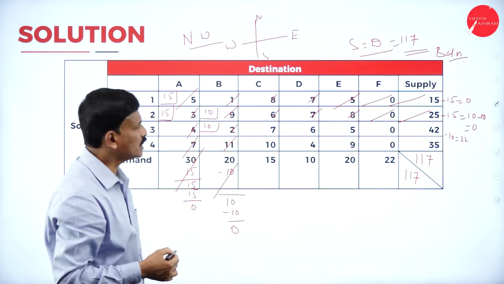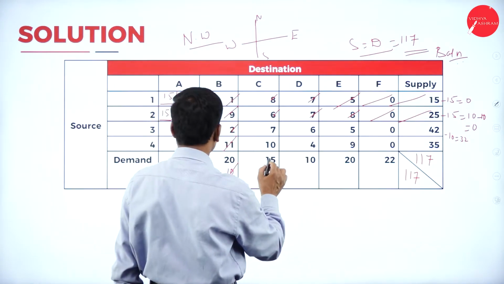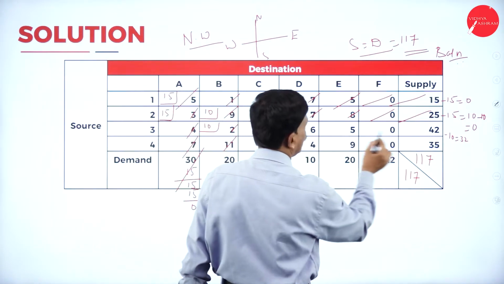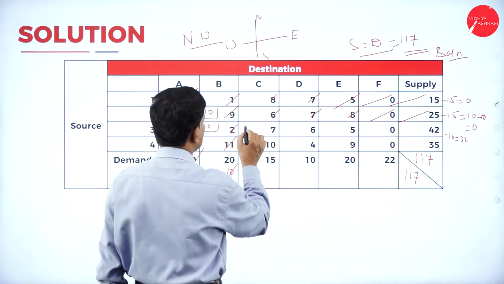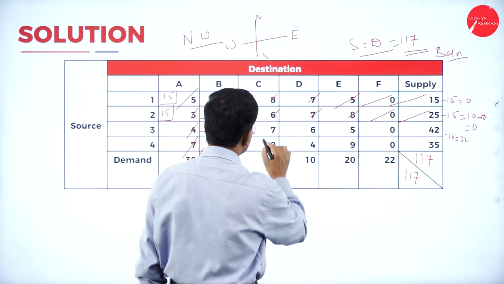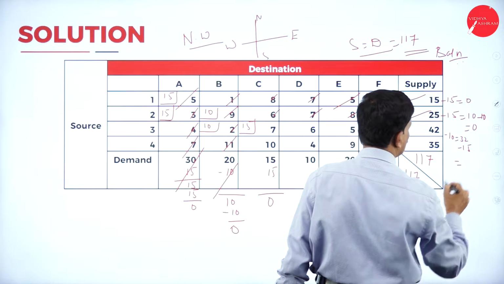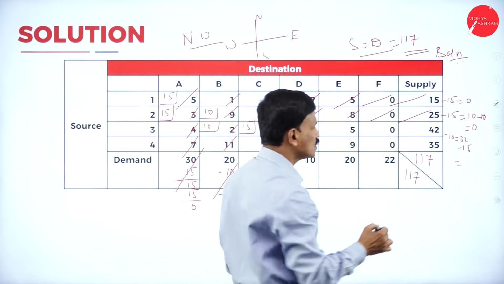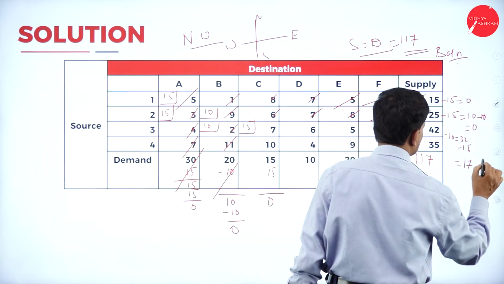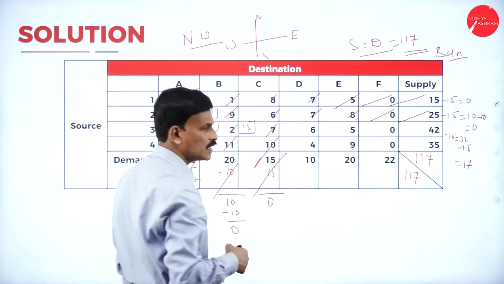Now the next north element is 7. Minimum value is 15 because the demand is 15 and the supply is equal to 32. I can allocate 15 here. This 15 minus 15 becomes 0. Corresponding to this, subtract 15 here. So what you will get? 32 minus 15 is equal to 17. Now once this becomes 0, we can cancel all the elements.